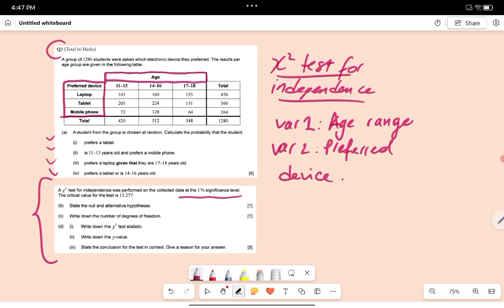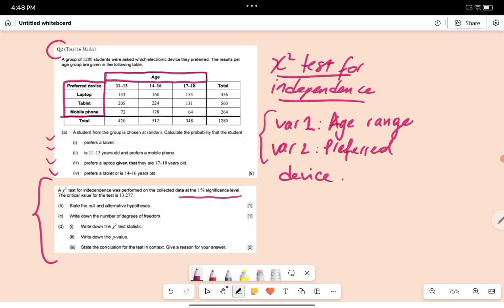In other words, can we say something about, I don't know, that 11 to 13 years old prefer laptops or mobile phones more than 17 to 18 years old? Something like that. So that is something we're gonna test.